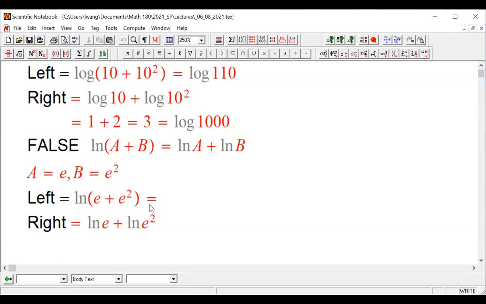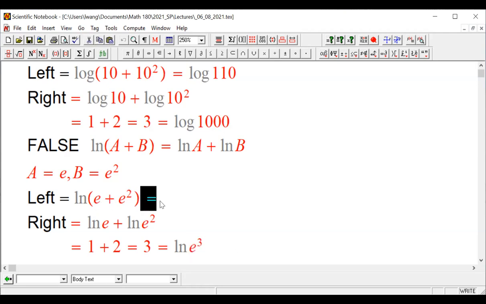Okay, so here, ln e plus e squared, can you combine them? No, you cannot combine them. And this piece, you have 1 plus 2, that's a 3 again. If you write it in logarithm form, e to the power of 3. So the question is, is ln e to the power of 3 equal to ln e plus e squared?